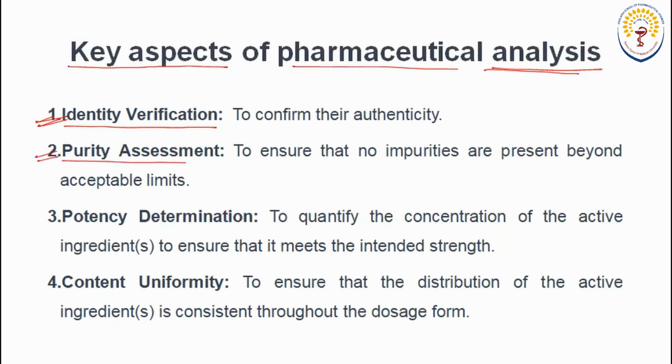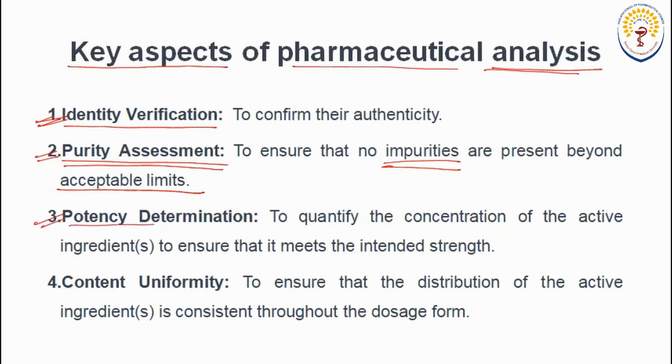The second thing is purity assessment. We need to be very careful about the impurities present in the pharmaceutical substances, and we need to ensure that these impurities are within the acceptable limits. They should not go beyond the acceptable limits. That is why we apply purity assessment. With the help of pharmaceutical analysis, we check the purity of the pharmaceutical product.